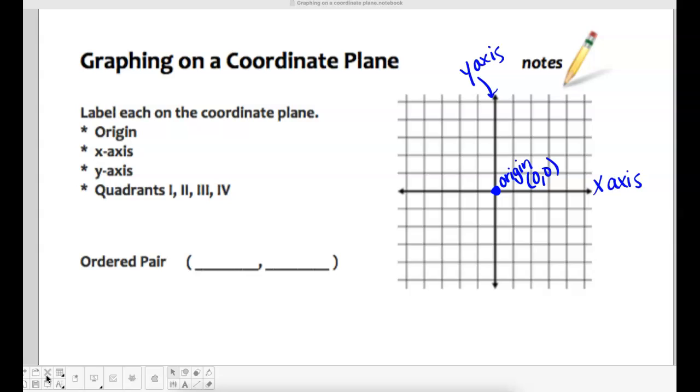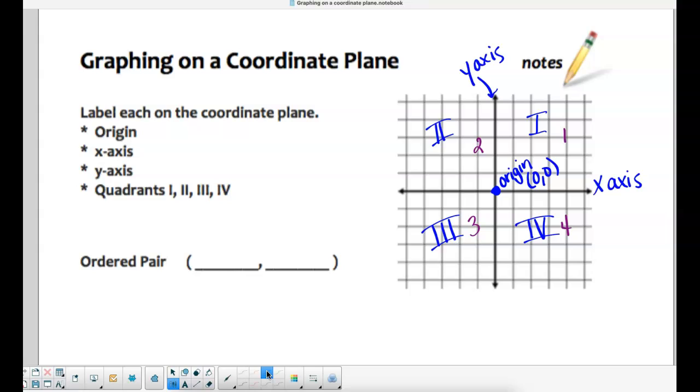And then it is split into 4 quadrants. Now, I don't care if you number them with Roman numerals or with numbers. It doesn't matter. Does anybody know where quadrant number 1 is? Yeah, the top right one. This is 1, and then it goes counterclockwise. So this is 2, 3, and 4. And if you want to use numbers instead, that's fine. 1, 2, 3, 4, same thing.